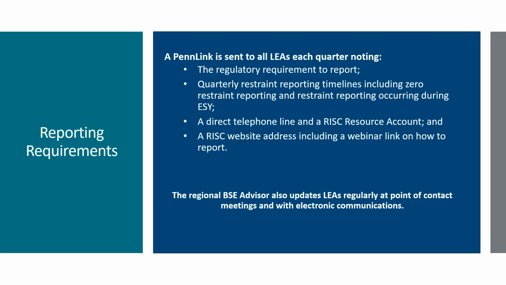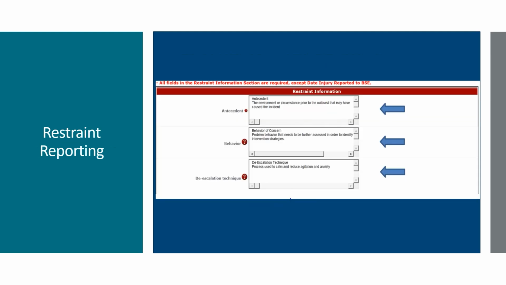This is one of the pages that could be seen when entering restraint information. As you can see, this report includes information regarding the antecedent, the behavior, and the de-escalation technique that was implemented. The antecedent is the setting and/or circumstance that occurred prior to the behavior of concern. What circumstances occurred that triggered the problem behavior? Please be specific. An example of an antecedent: the student was in art class.